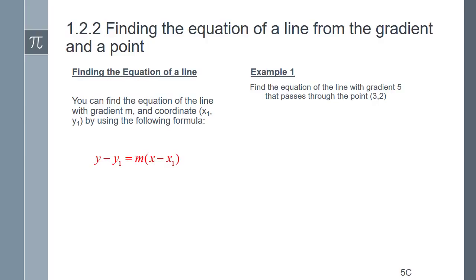So, example: find the equation of a line with the gradient 5 that passes through the point (3, 2). Well, (x1, y1) is (3, 2). The gradient m is equal to 5. Again, write down the facts of the question, then write down the equation: y minus y1 equals m(x minus x1). Substitute the numbers in.